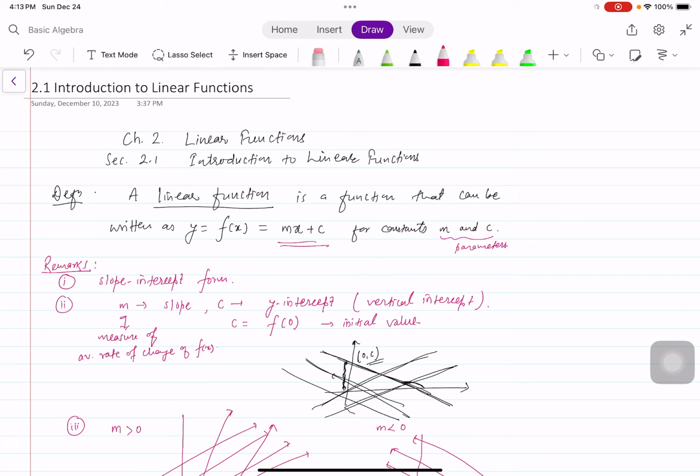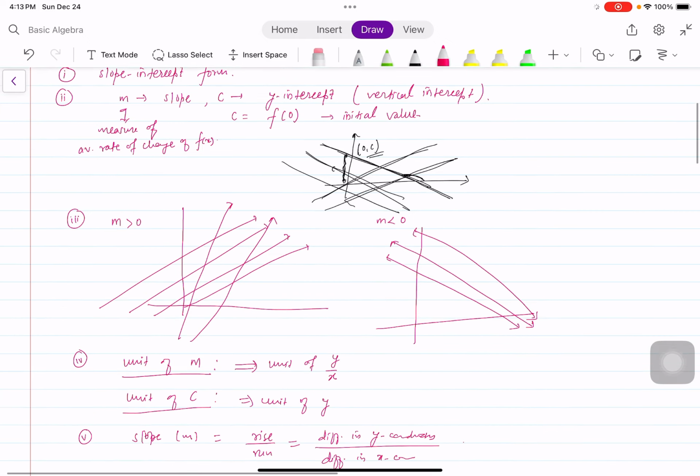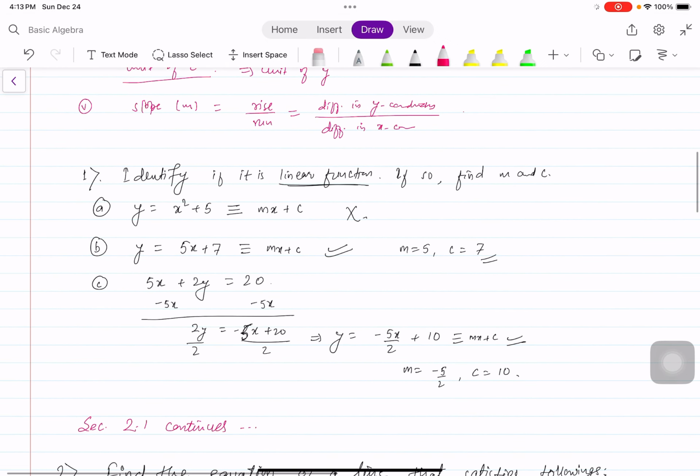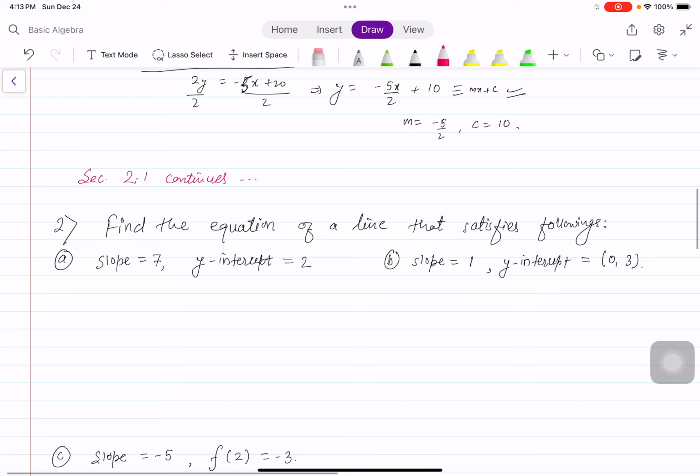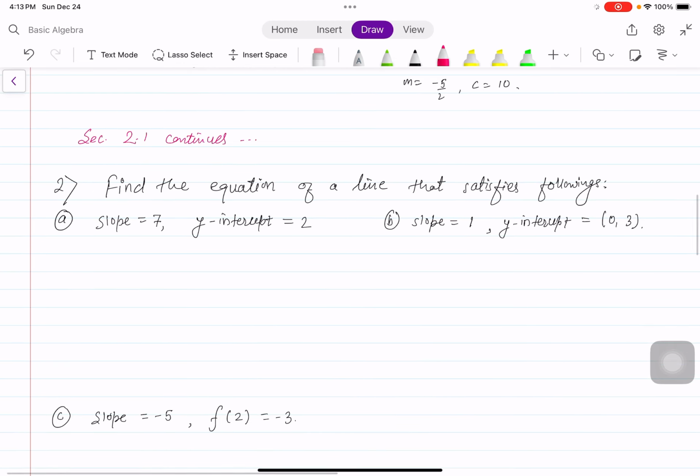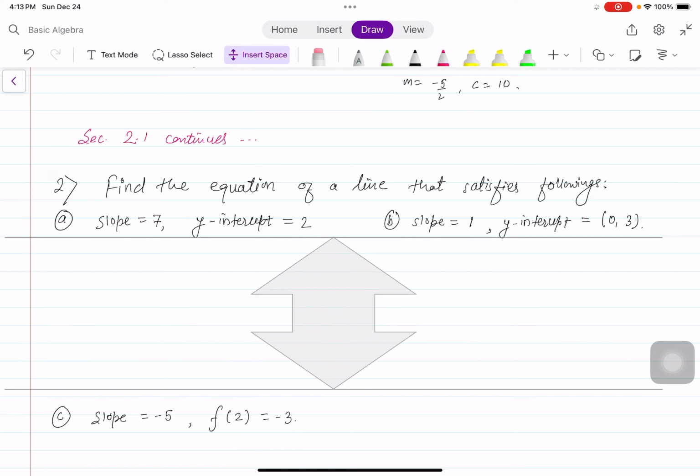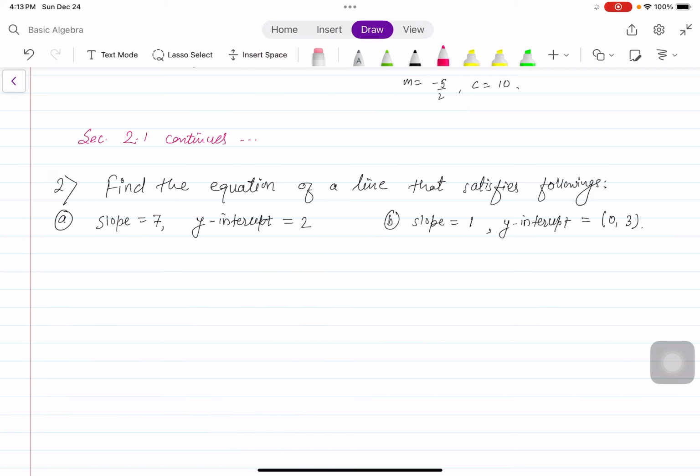We were going through section 2.1 of chapter 2, linear functions, and the section was introduction to linear functions. We will continue from where we left off. We completed number 1, and now we will start from problem number 2. Now we have a few problems here that we will solve. First we will solve problem number A.